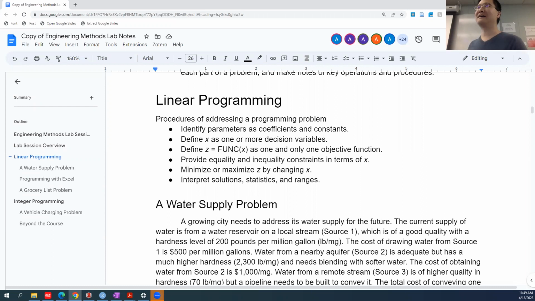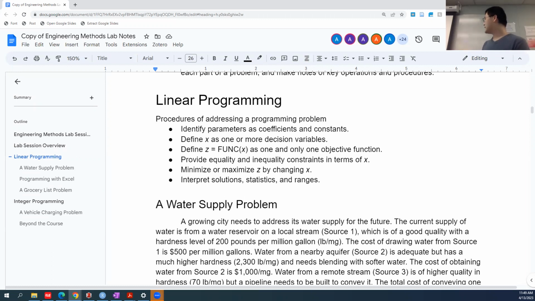Okay, then the step four is that we want to identify whether the problem is to minimize or maximize the objective function. This is usually apparent. For example, if the problem is something about cost, we usually want to minimize the cost. If the problem is about some profit, we want to maximize the profit.